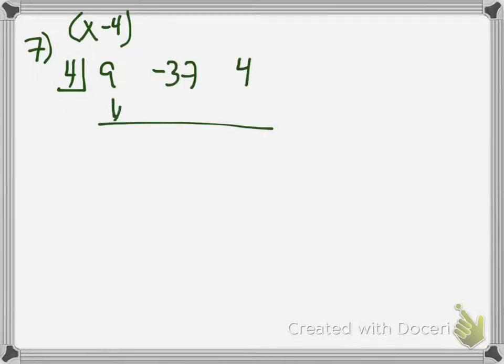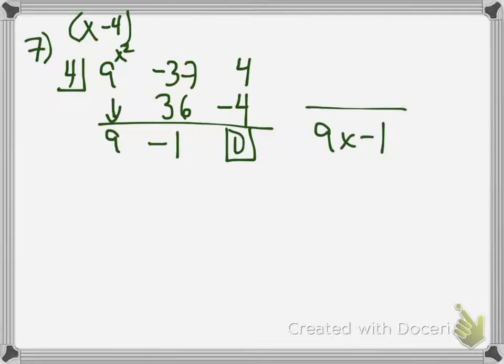So on number 7, keep in mind I'm dividing by the x minus 4. Whatever that is there, I would put the opposite. So that would be a 4. And then I would go, okay, 9, negative 37, and 4. Bring down the 9. 9 times 4 is 36. That would give me negative 1. Negative 1 times 4 is negative 4. So I would get an answer of 0. So when I divide, remember this was x squared, so that means this is 9x minus 1 with no remainder.